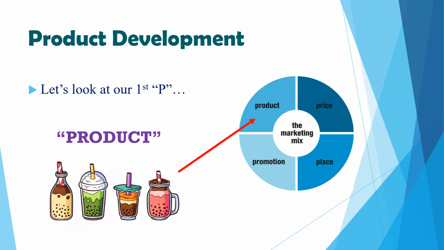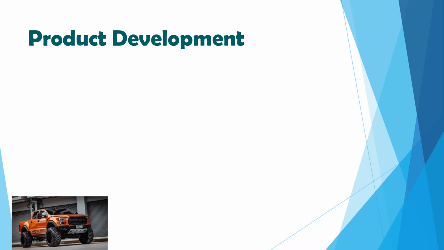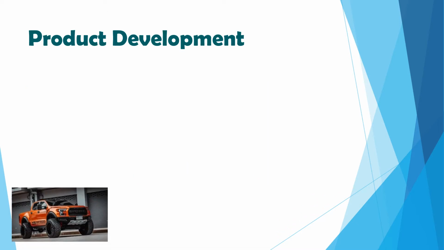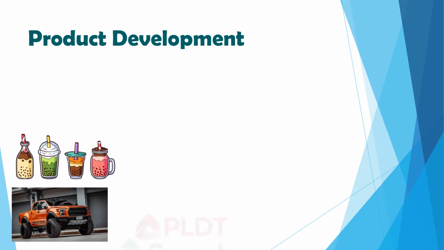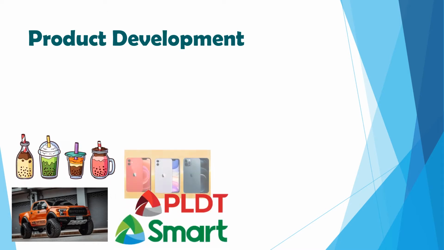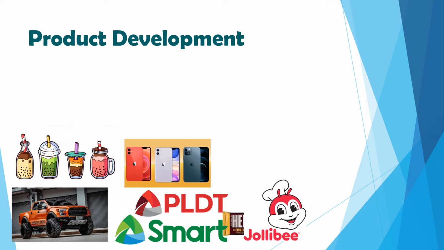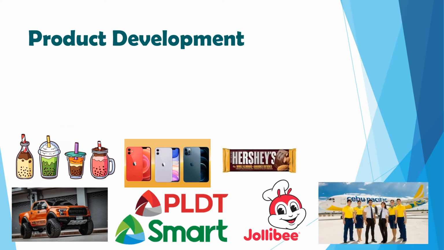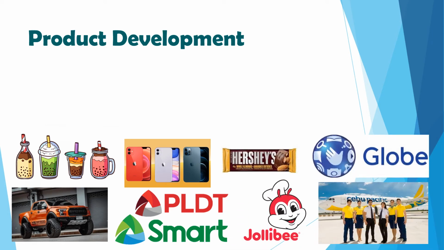So the first P is product. What should we call it now? This is a product and it fits within the marketing mix of the 4Ps. For example, the Ford Raptor, milk teas, PLDT or Smart, iPhones, Jollibee, Hershey's Chocolate, Cebu Pacific, and Globe. All of these are product and service providers.